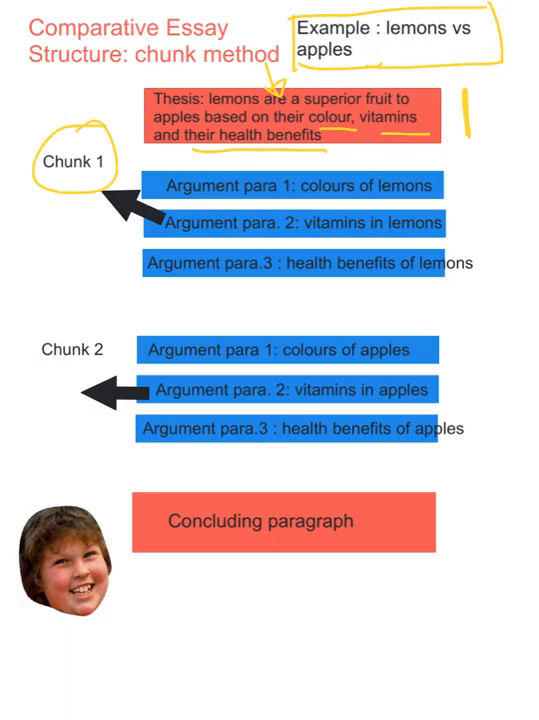Now, if you look at my chunk 1, I'm going to talk all about the lemons. Paragraph 1 is going to be the color of lemons, and I'm going to have 2 times point proof comment, right? Then for paragraph 2, I'm going to have my second argument, which is the vitamins in lemons. And for paragraph 3, I will have my 3rd argument for the health benefits of lemons. So chunk 1 is all working to prove how lemons are a superior fruit based on their color, vitamins, and health benefits. Now chunk 2 is going to focus on apples, and it's going to do the same thing.